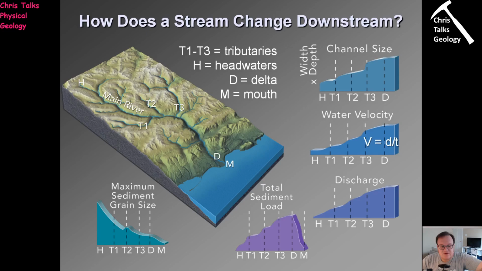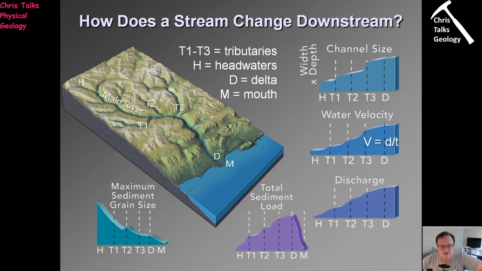So the final thing is the maximum sediment grain size. What is the biggest size of particle that your river can move? Well, in this case, it's the reverse of the other four. It's actually going to be highest up here towards the headwaters. Why is that? Well, remember, in the headwaters, the water is dropping quite quickly. Okay, dropping quickly under gravity.